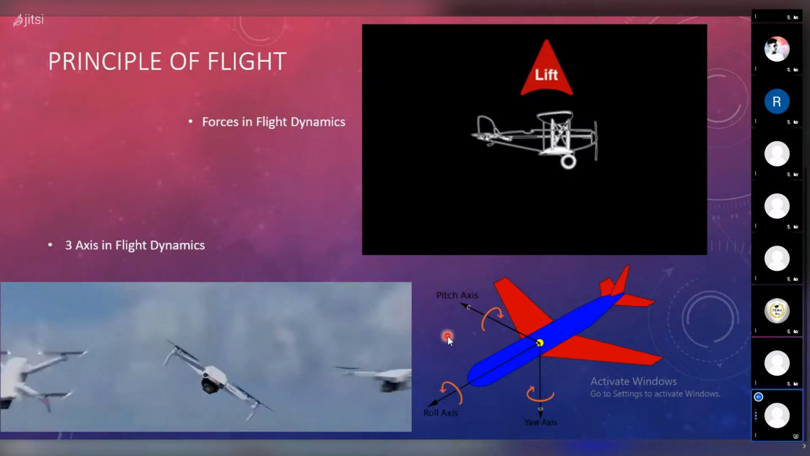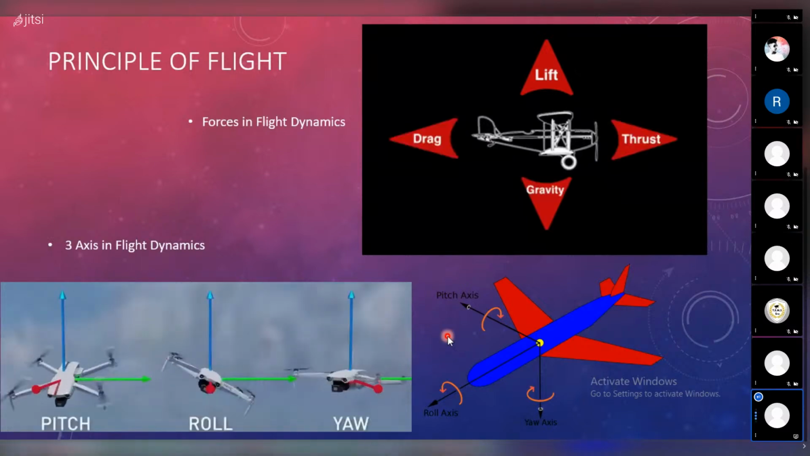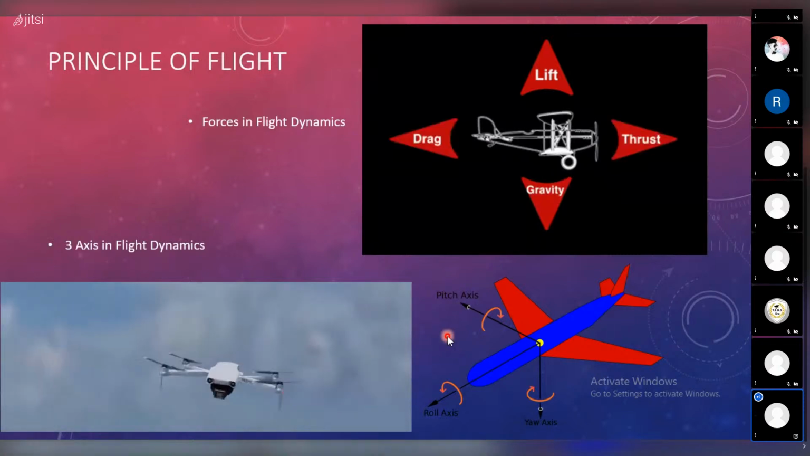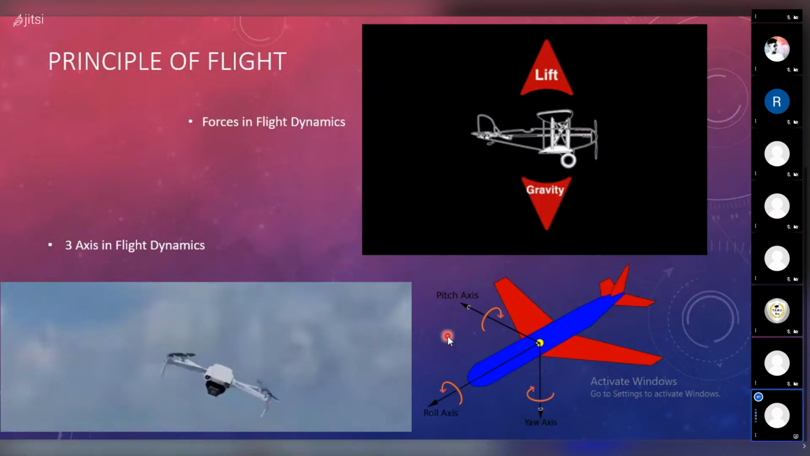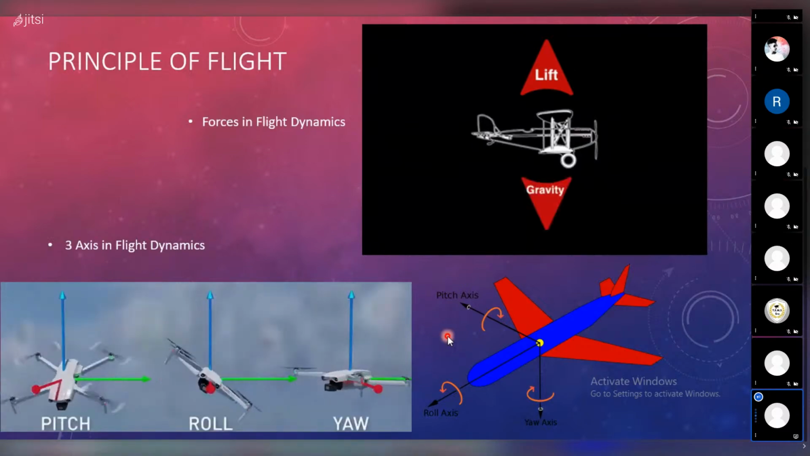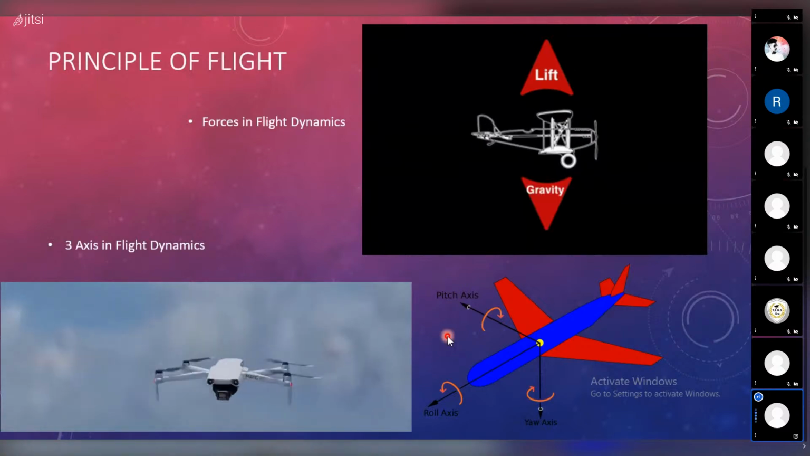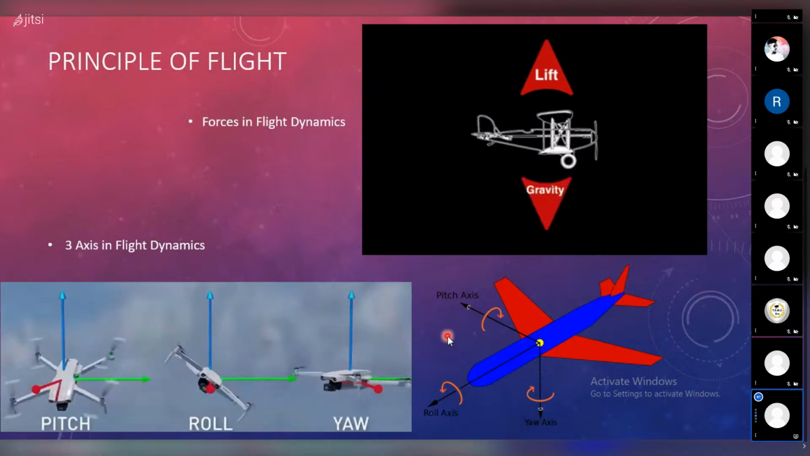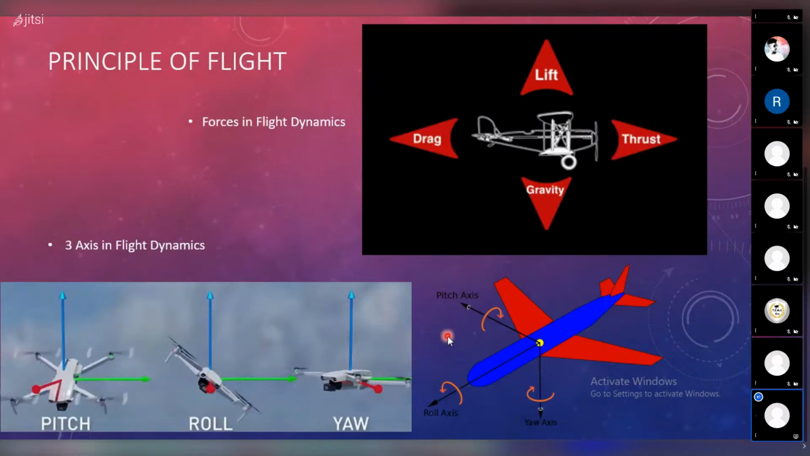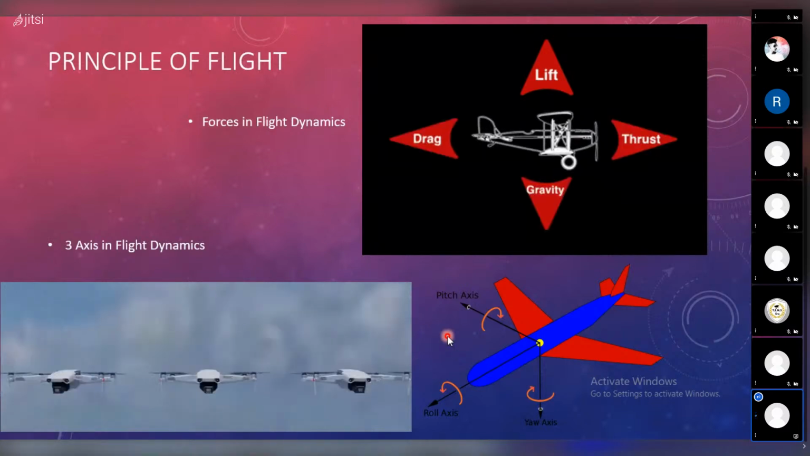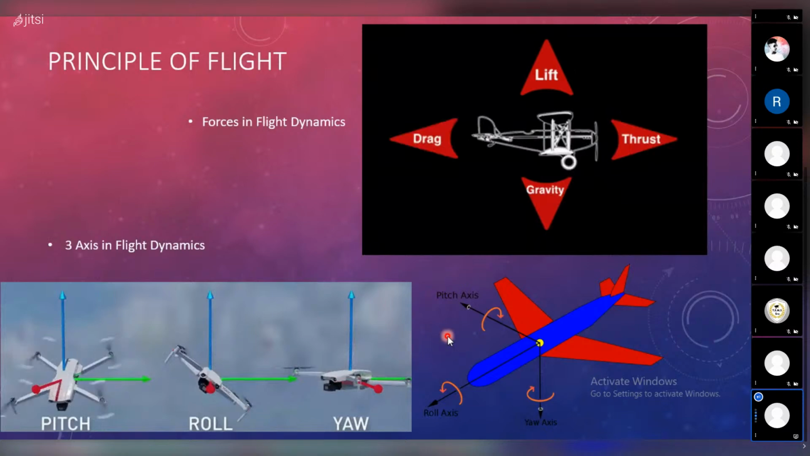So these are the three axes, that is rotational axes, on which an aircraft or a drone operates. These are the fundamental axes, and also the axes through which you can control the motion and the flight path of a drone or an aircraft. They are the pitch axis, roll axis, and yaw axis.